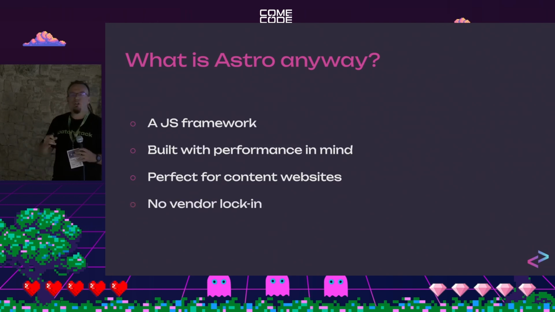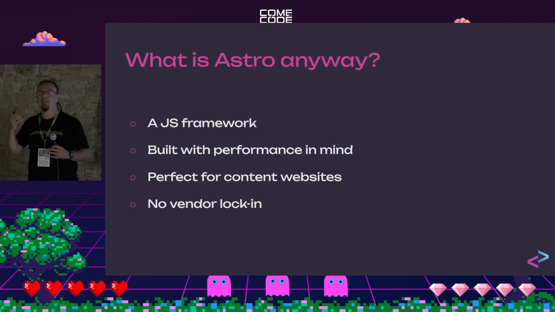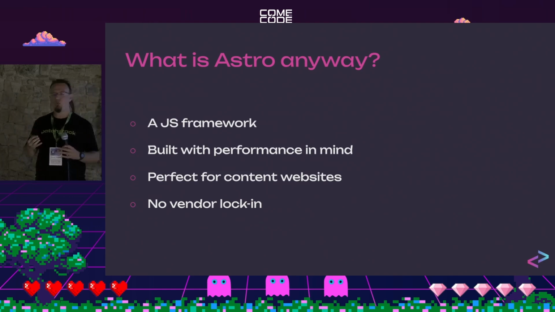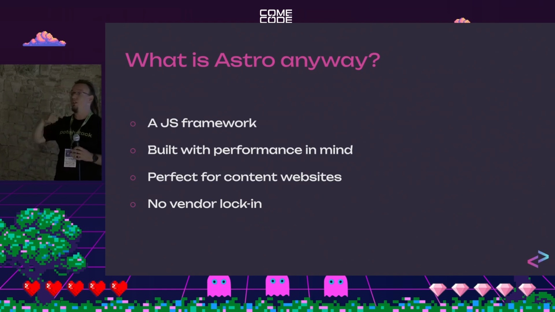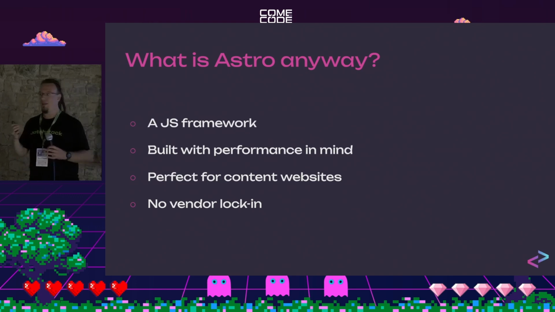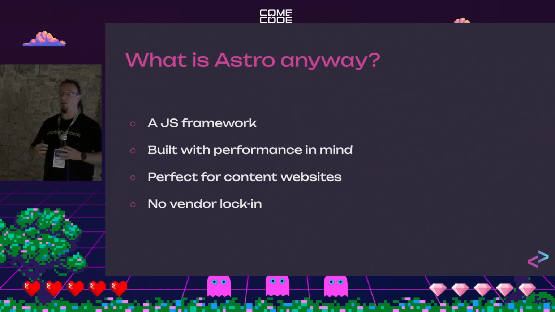And also, there is no vendor lock-in. You can use any framework with Astro. You can use React, you can use Vue, Svelte, you can even use jQuery, you know? And what's fun, you can use all of them at the same time.